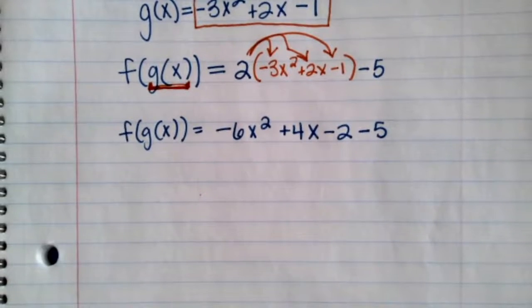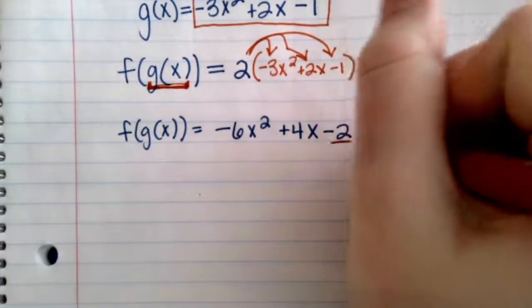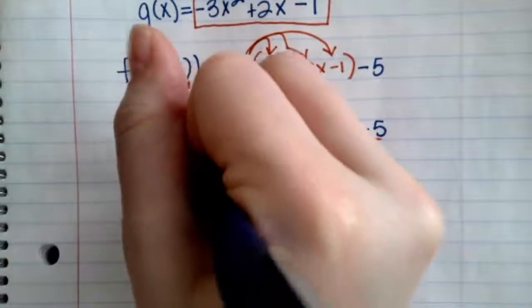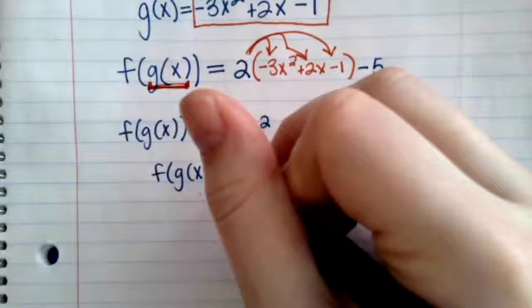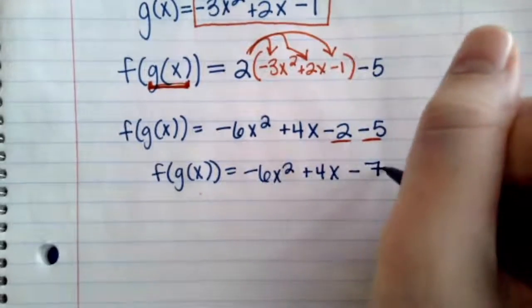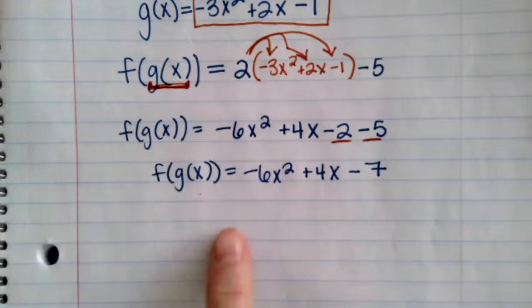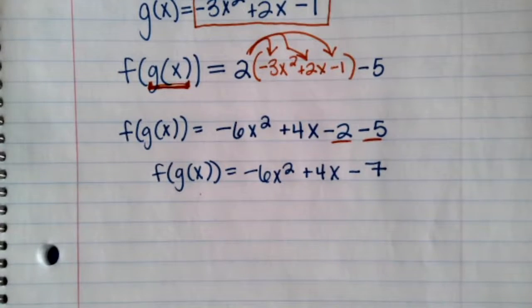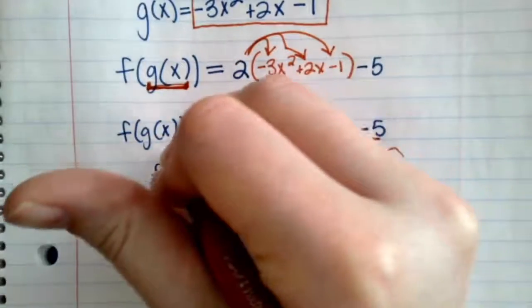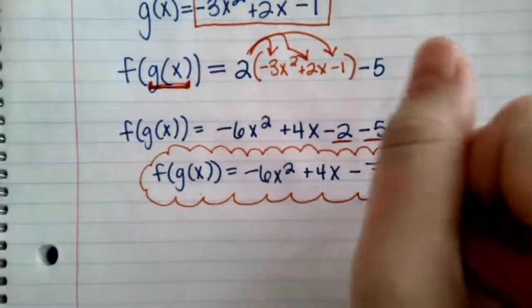And then I want to go ahead and see if I have any like terms, which I do, so I can combine those. So negative 6x squared plus 4x minus 7. And now I have no more like terms, so this is my final answer. This is what I get when I take g and I plug it into f.